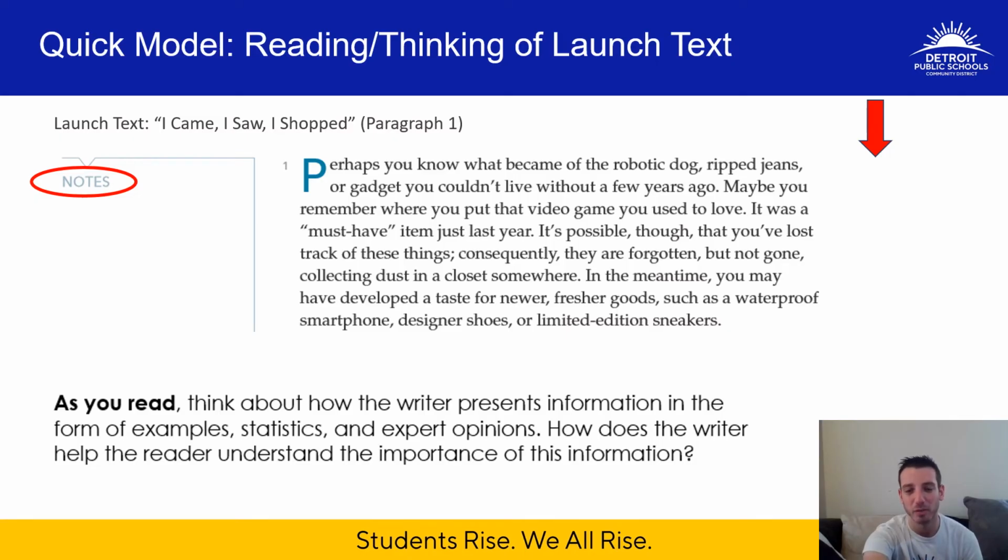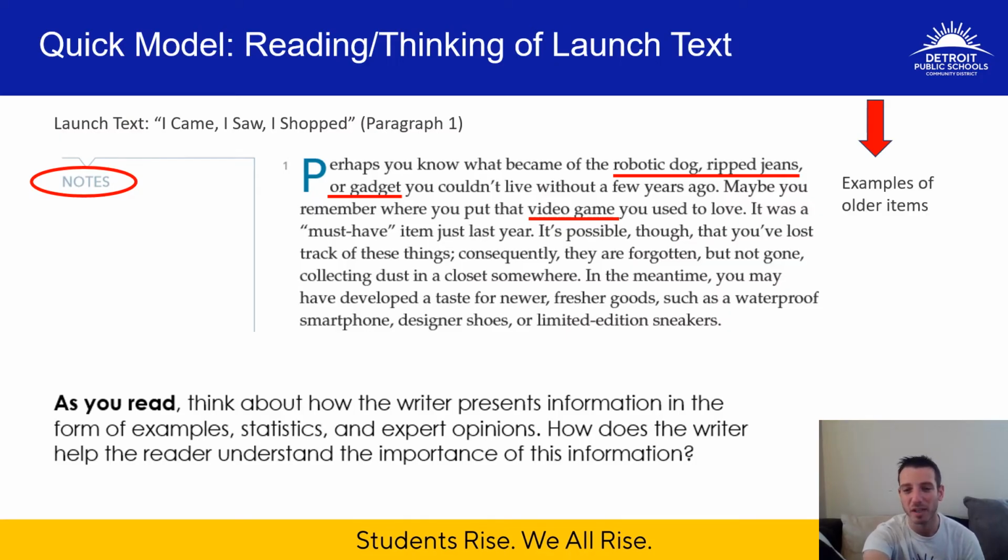Perhaps you know what became of the robotic dog, ripped jeans, or gadget you couldn't live without a few years ago. When I'm reading that, I'm thinking to myself, oh, these are examples that the author is already including in the first paragraph. Remember, we're looking for examples, statistics, and expert opinions. So I underlined robotic dog, ripped jeans, or gadgets. Then I keep reading. It says, maybe you remember where you put that video game you used to love. So video game is another example that the author is using here.